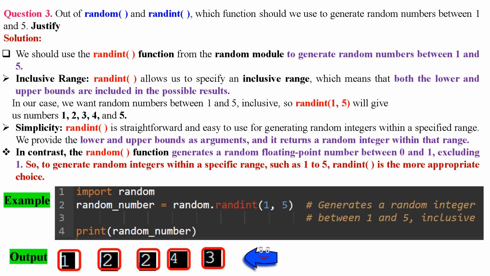In line 1, import random. This line imports the random module into our Python script. It allows us to use functions and classes defined in the random module in our code.